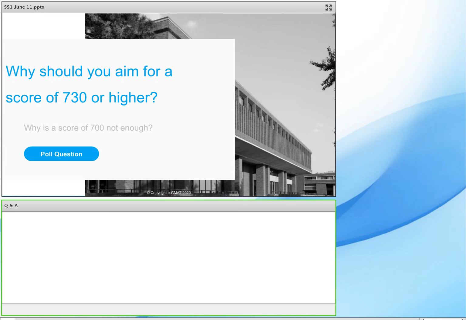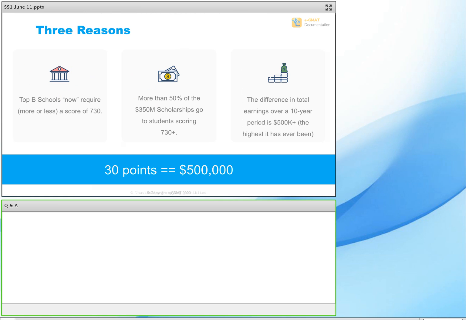Okay, so since about 75% of you are aiming for that score of 730 or higher, I want to just talk about why you should aim for that score of 730 or higher, and why 730 or in fact 740 is the new 700 overall. And at a very high level, if you were to just remember why you should aim for that high score, there are three reasons.